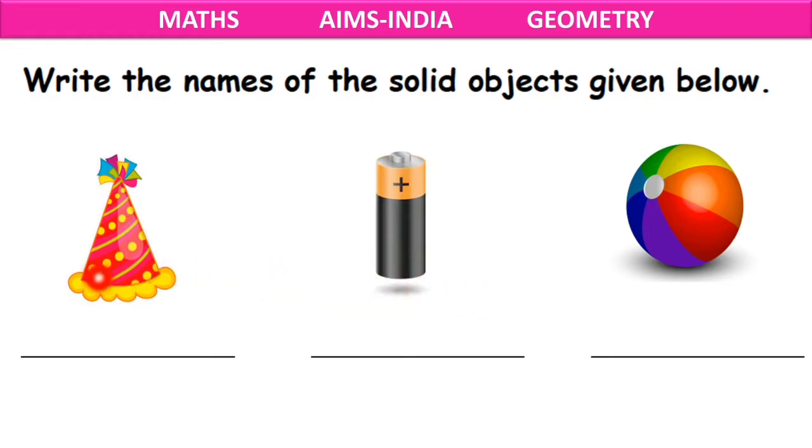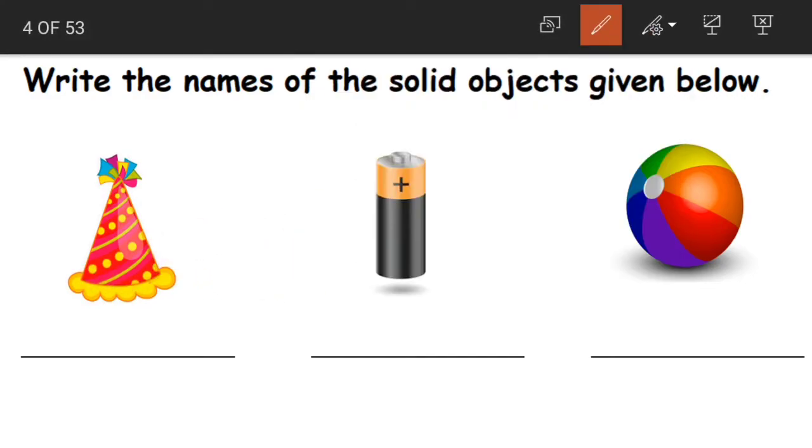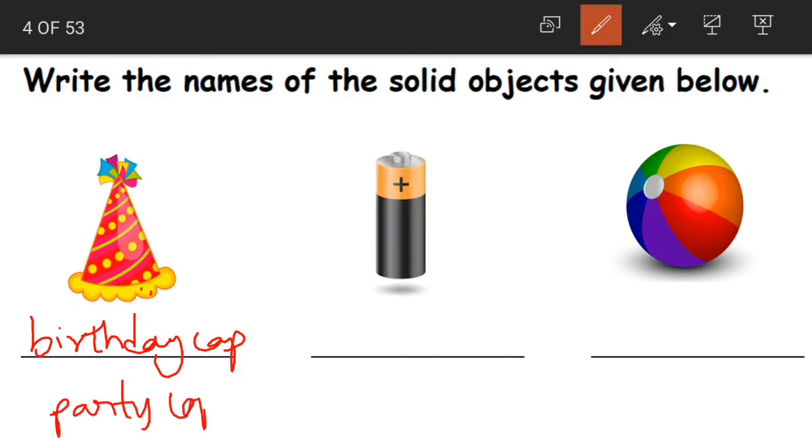Now write the names of the solid objects given below. What should we do? We should write the names. What is the first one? It is a birthday cap, or you can call it a party cap. It is in the shape of what shape, children? It is in the shape of a cone.